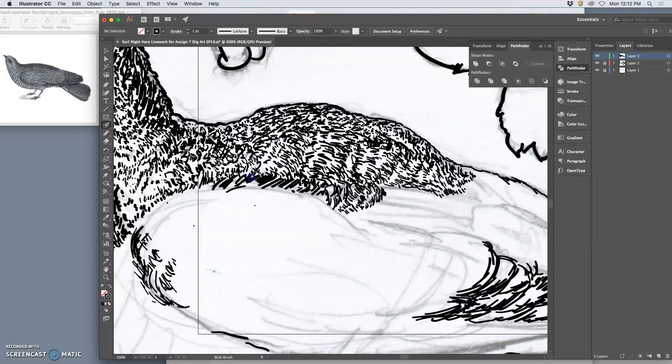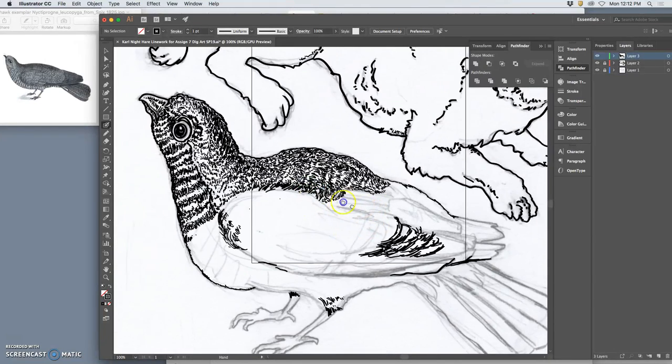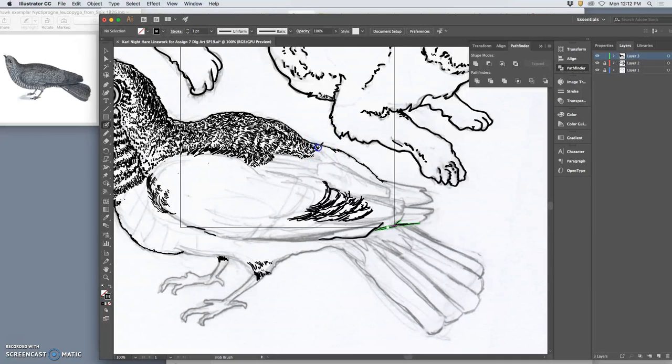Now, the reason I'm investing so much time in the inking in this demo is because in the past, I'll usually go pretty quick on this phase and then spend a lot of time on the coloring. And it's really either or.